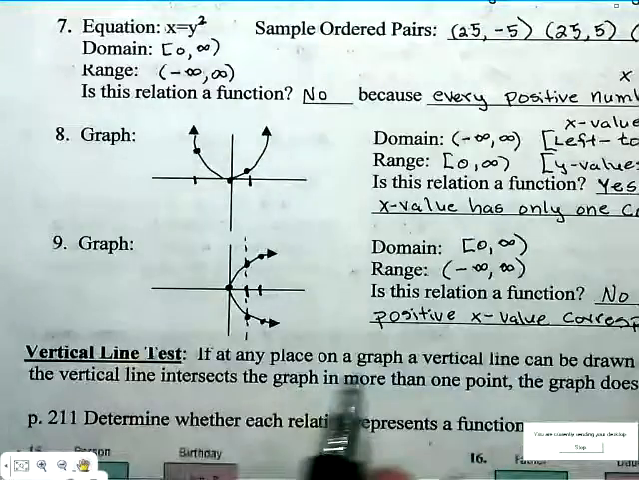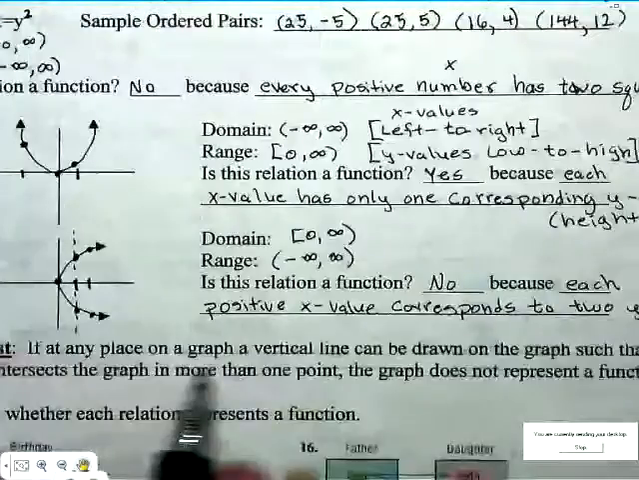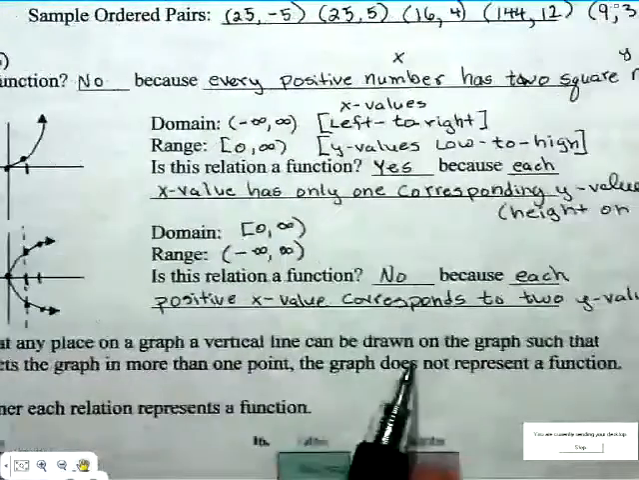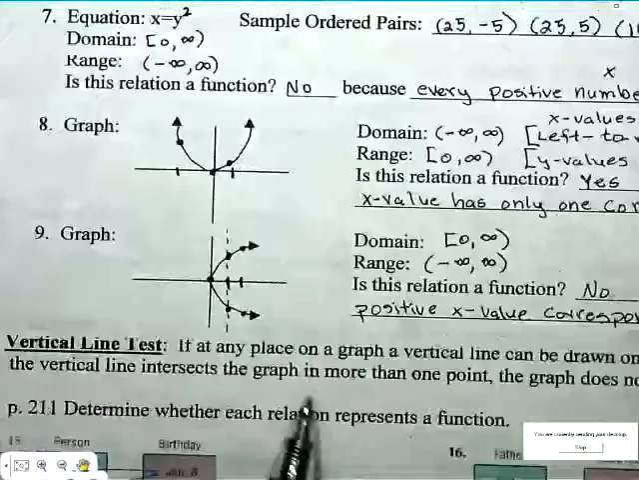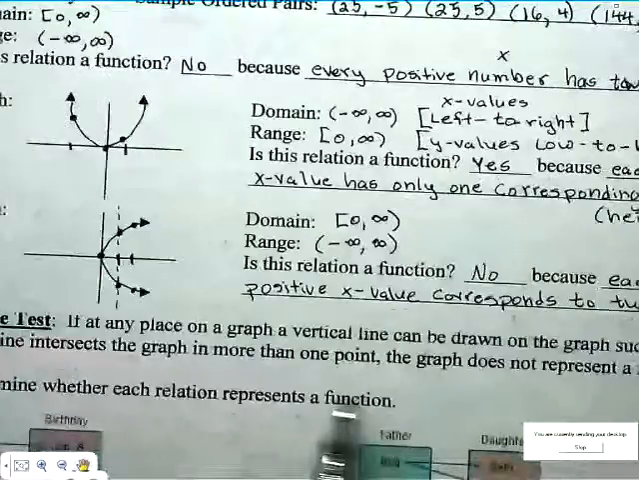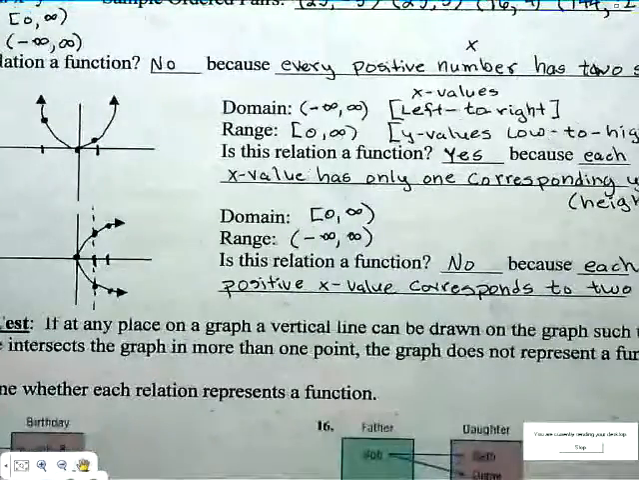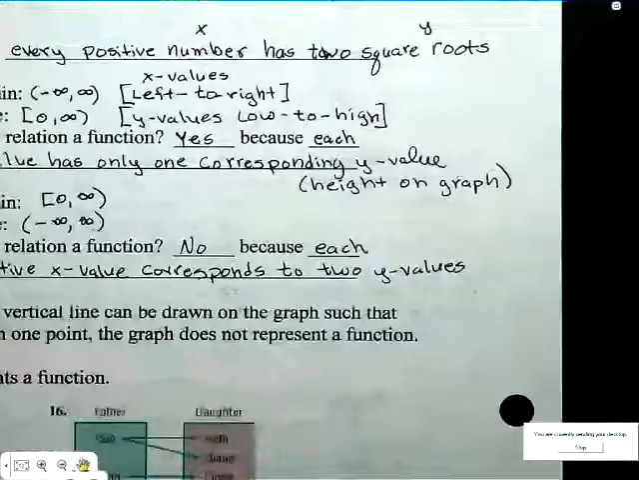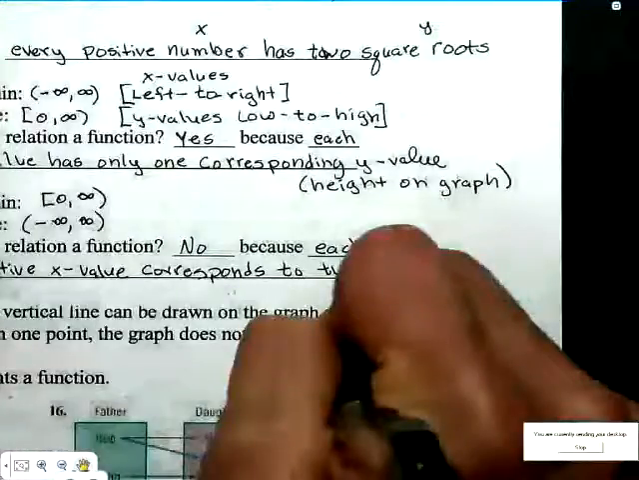If at any place on the graph, a vertical line can be drawn on the graph such that the vertical line intersects the graph in more than one point, then it's not a function, because that's one x with more than one y. So tell me whether or not this is a function.